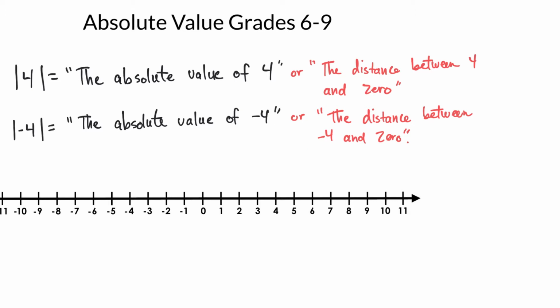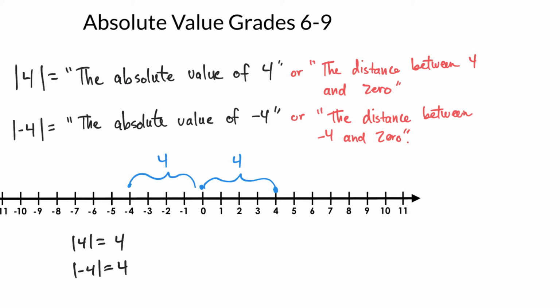Well, let's find 4 here. And I'll put it in blue. 4 is right here. 0 is right here. And that distance, okay, that was not good. Let's see if I can do a little bit better. That distance is 4. Let's look at -4. Well, -4 is over here, and that distance is 4 as well. So if I rewrote this here, the absolute value of 4 is 4, and the absolute value of -4 is also 4.